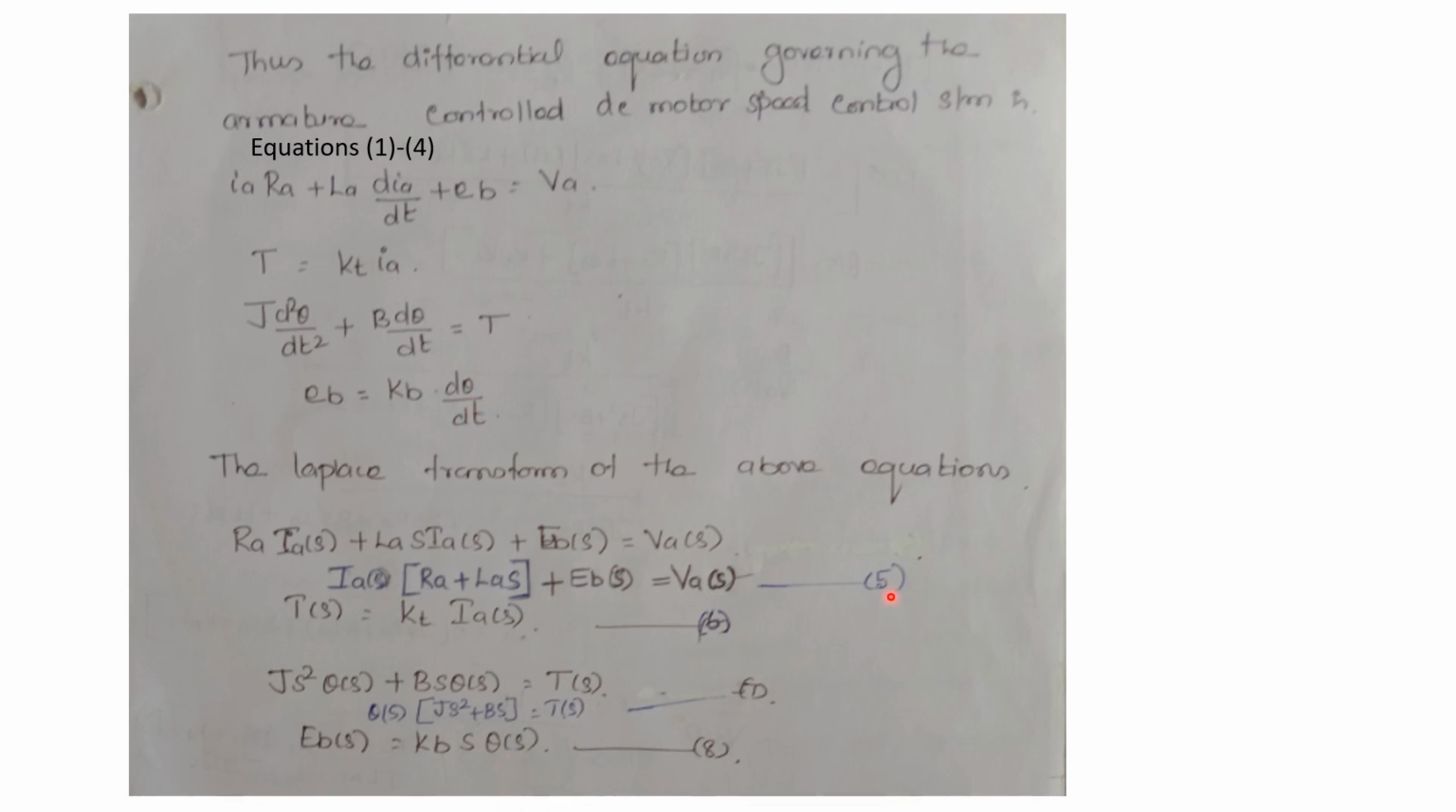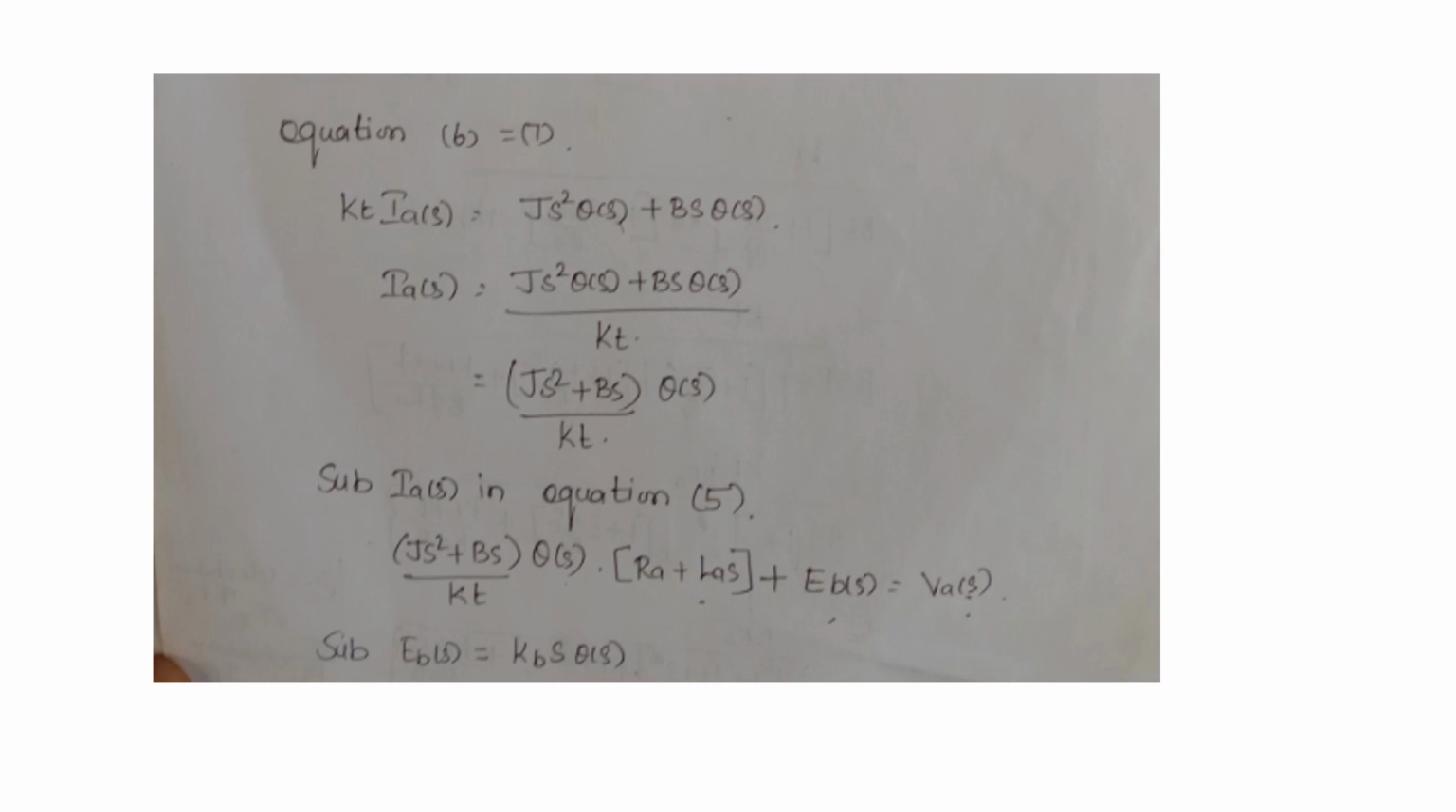Understood? Now using equations 5, 6, 7 as well as 8, we are going to find the required transfer function, that is theta of S divided by VA of S. In the previous equations, equation 6 as well as equation 7, one side of the equation is capital T of S.